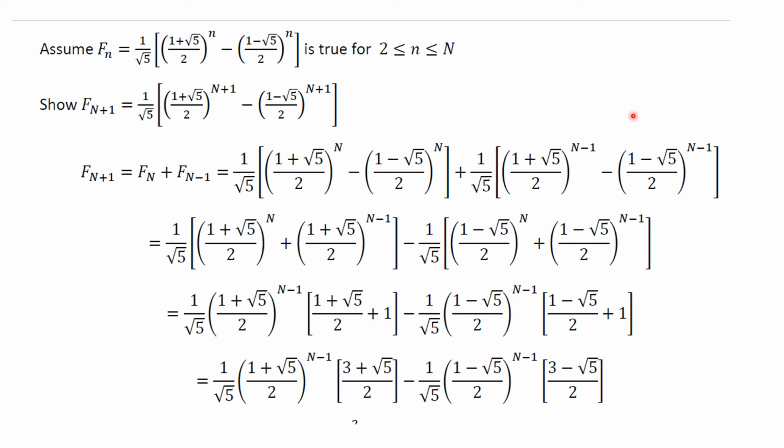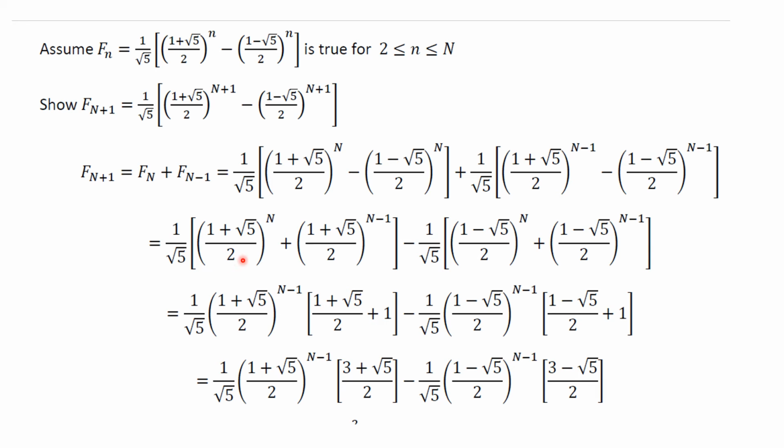And I'm going to take this one, which is plus 1 over square root of 5 times (1 plus square root of 5 over 2) to the n minus 1, and I'm going to move it over here. So I'm basically swapping these two. Now when I do that, what I have is an expression that looks like this.